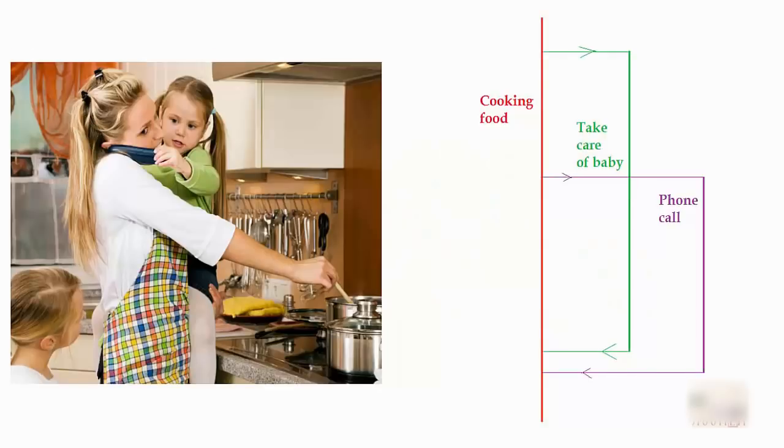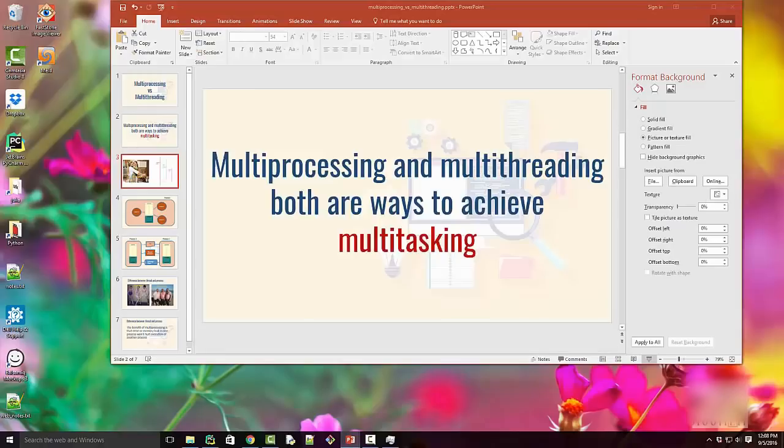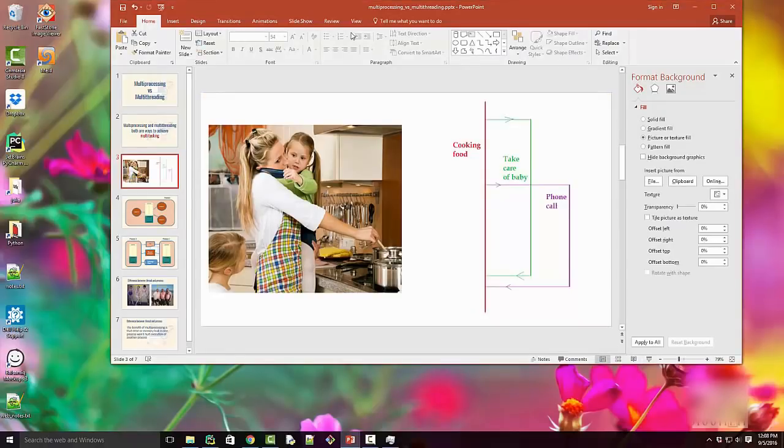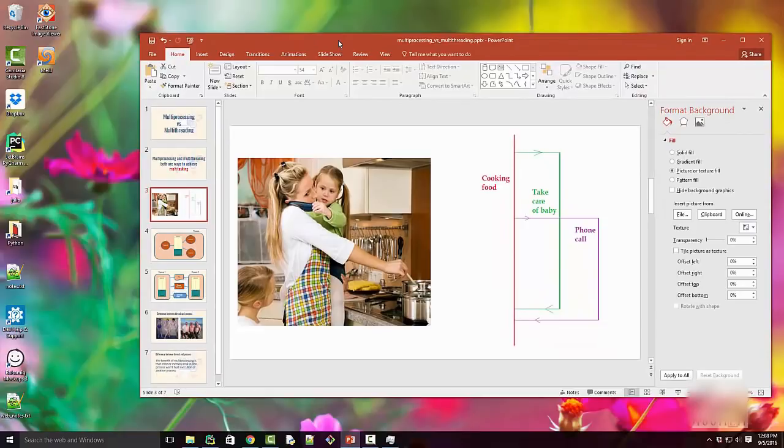For example, this mom is taking care of a baby, picking up a phone call, and at the same time cooking food. So she's doing all these multiple things at the same time. That's why she's said to be doing multitasking. Our computer, in a similar fashion, does multiple tasks.